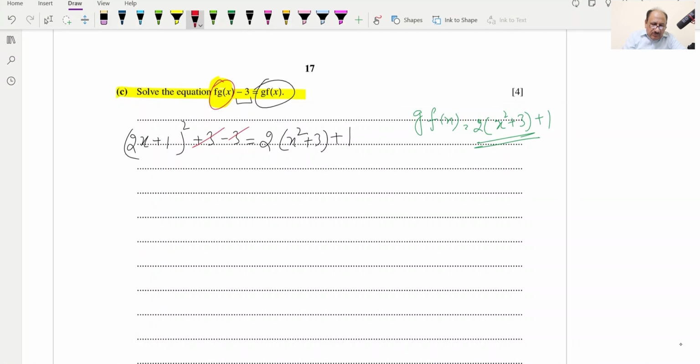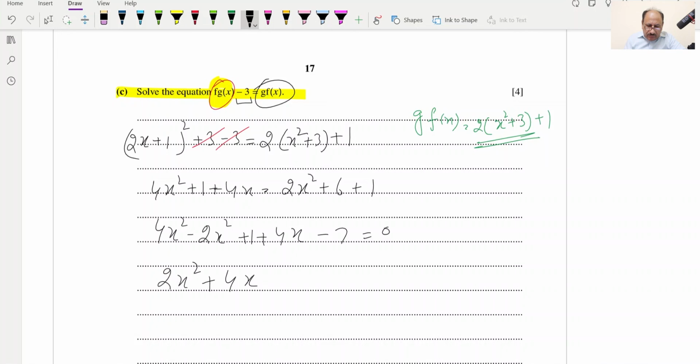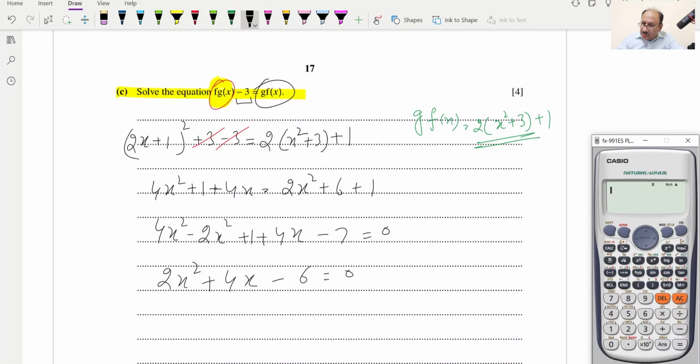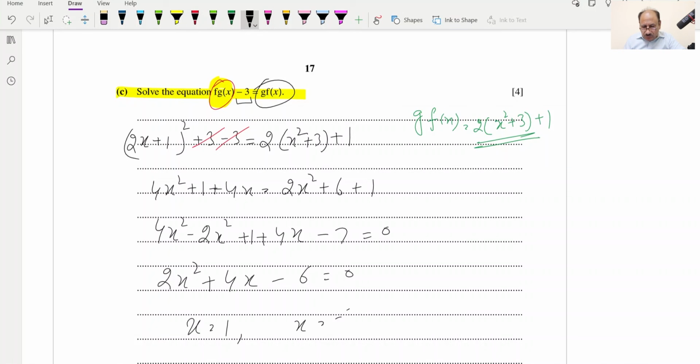Further, we can simplify. This will be cancelled. And we can open the square. So 4x squared plus 1 plus 4x is equal to 2x squared plus 6 and plus 1. Now we can shift everything to the other side. So it will be 4x squared minus 2x squared plus 4x and plus 1 minus 7. So this will be equal to 0, and this will be 2x squared plus 4x minus 6 is equal to 0. Again, quadratic equation. So mode 5, 3, with coefficients 2, 4 and minus 6, and this will give 1 and minus 3. So x is equal to 1 and x is equal to minus 3.